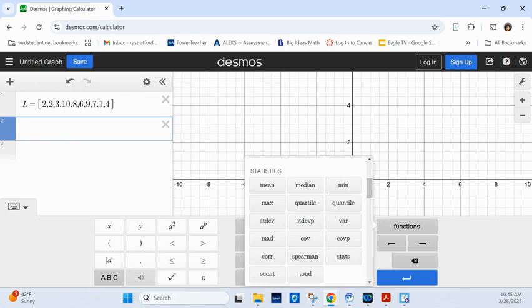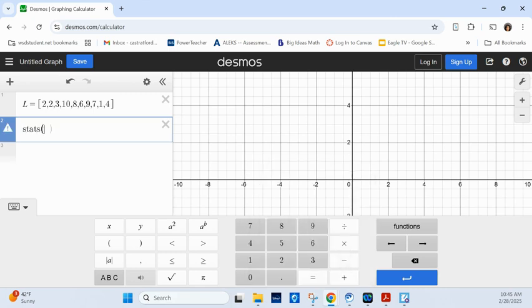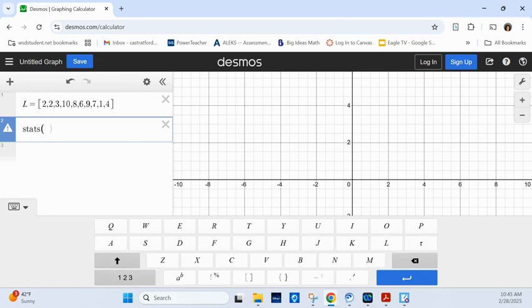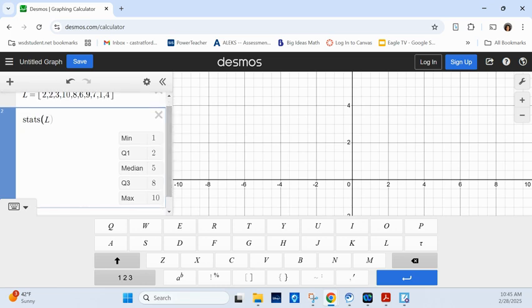Bottom right corner, hit stats, and then we have to tell it what to take the statistics of, and we want our list. So put in your capital L that we just created, and lo and behold, look what it gives you. The whole 5-point summary, just like that. You don't have to count in, you don't have to make sure you've got them in the right place. There it is. So in this blank space, will you write those 5 things in?